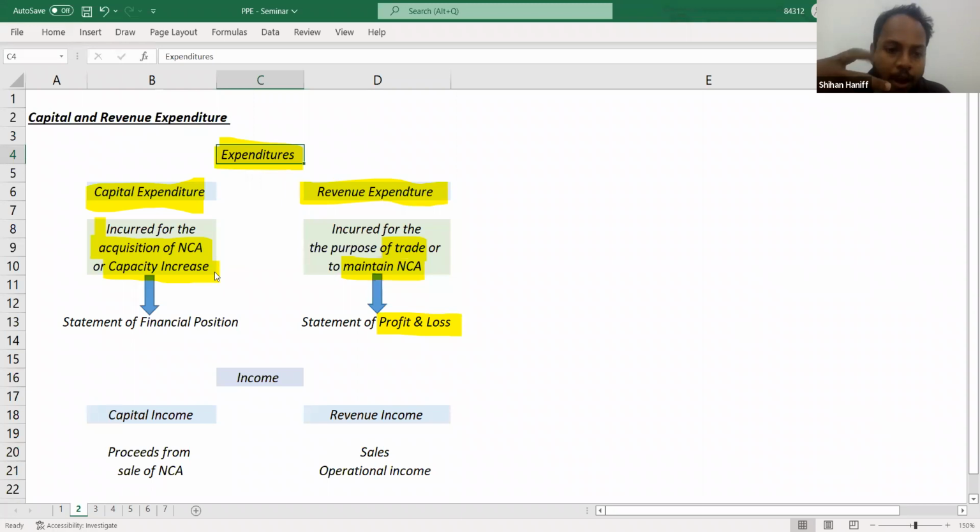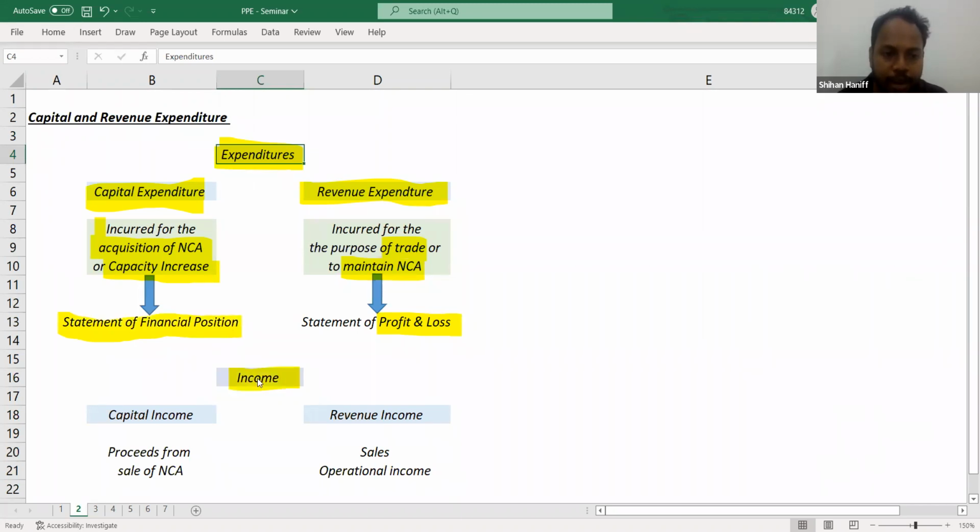One is acquiring or buying a non-current asset: purchasing a motor vehicle, purchasing land, purchasing a building. Then the second one is capacity increase. You have a building, you expand the building. You have a motor vehicle, you renovate or add to the engine. So the capacity, the efficiency increases. So that is called a capital expenditure. These types of capital expenditures will be recorded under the statement of financial position.